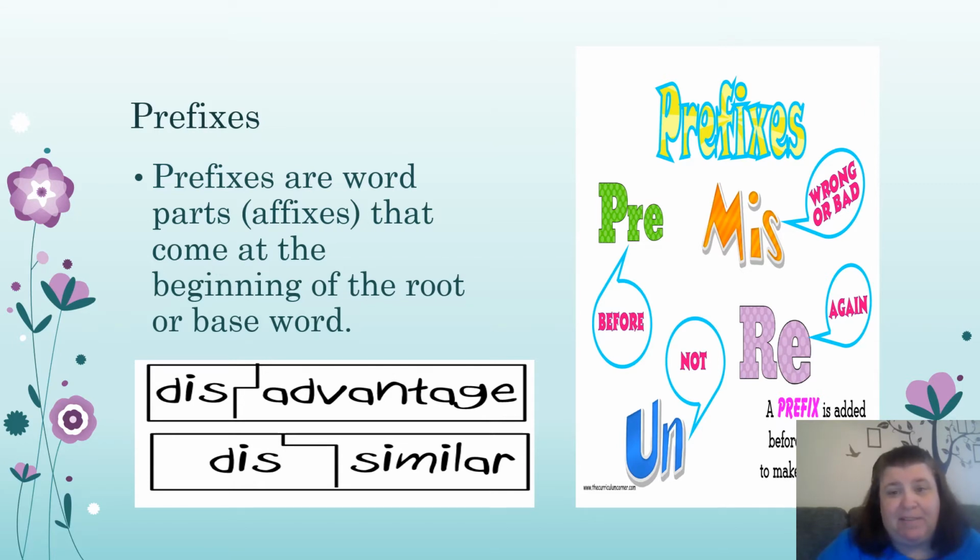Some common prefixes are like pre, which means before. As you can see here, pre, even in the name of the word, it tells you it comes at the beginning or before the word. Un, which means not. Re, that means again. Mis, that means wrong or bad.